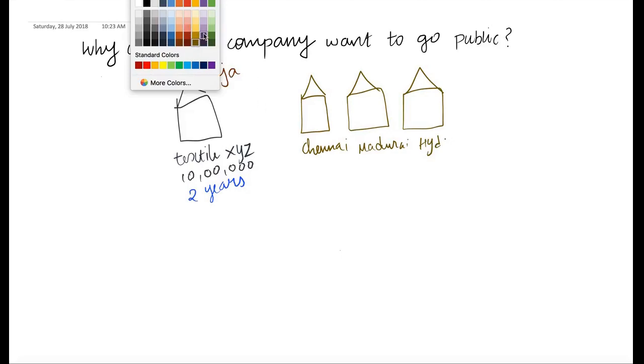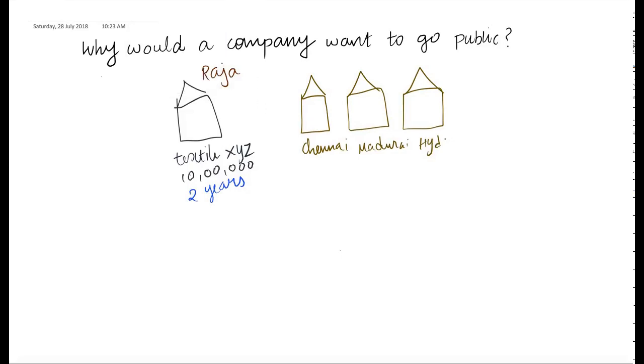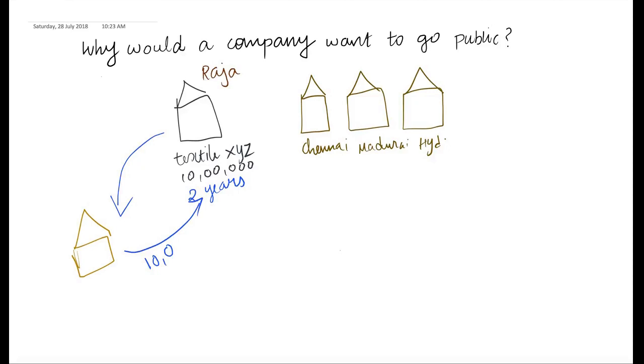So he approached a bank. This is that bank. Raja approached the bank and requested a loan. The bank accepted his request and granted 50 lakh rupees to Raja. Using these funds, Raja expanded this company to various cities in India like Chennai, Madurai, and Hyderabad. For the next 5 years, Raja didn't need any funds at all.